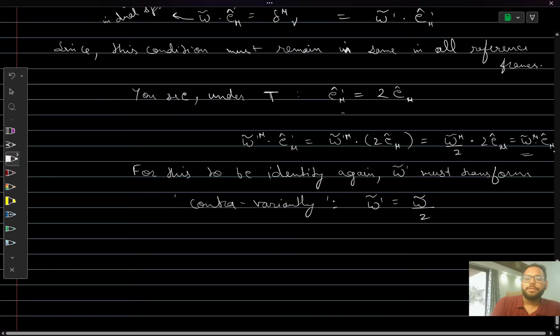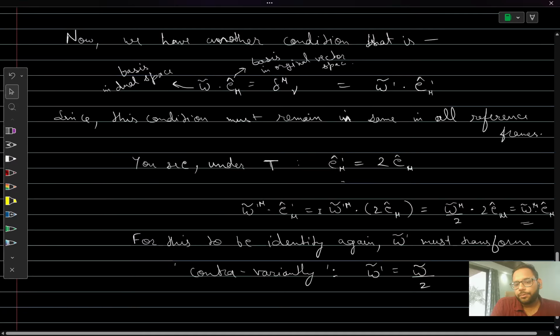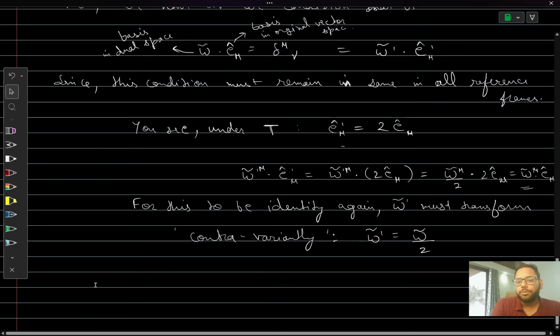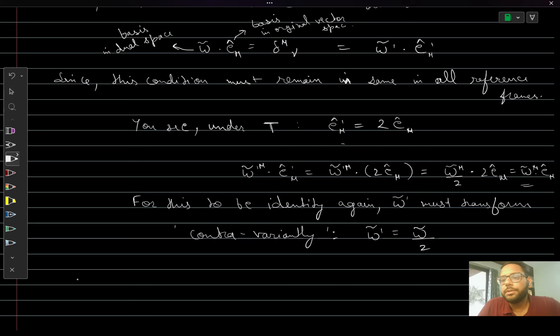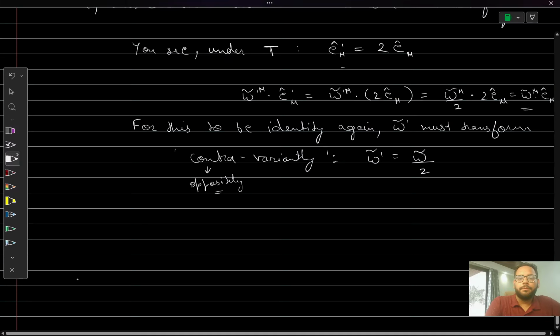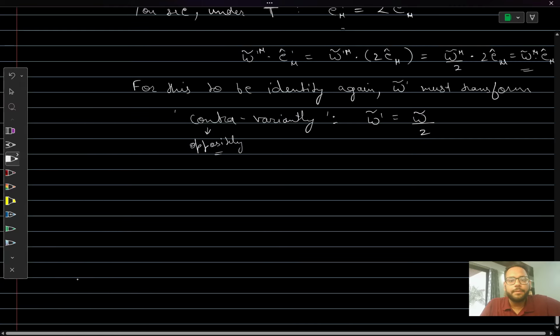So you see, since these two bases are orthogonal, to maintain the orthogonality condition in any reference frame, both the basis vectors must transform contravariantly, meaning they must transform in the opposite sense. Okay, this is fine.